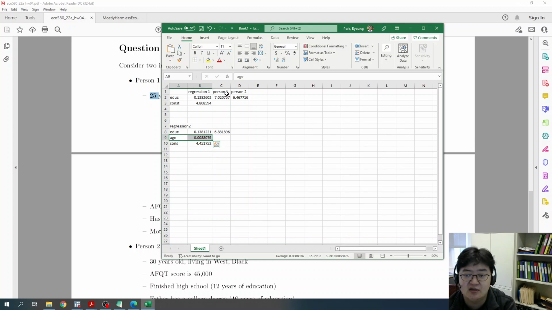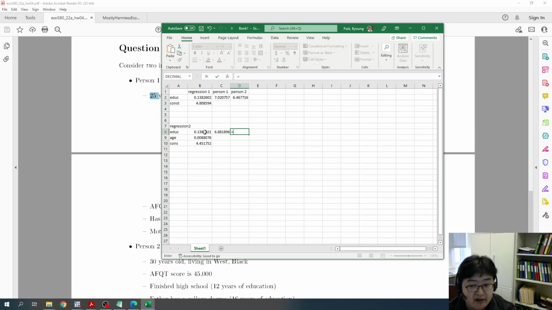Age was not used in here, but now we have additional information about age, and including the age makes the prediction different. And for person 2, has 12 years education and 30 years old. So 12 years of education plus 30 years old plus constant, right? So then predicted value is 6.3. Also different, right? Also different.